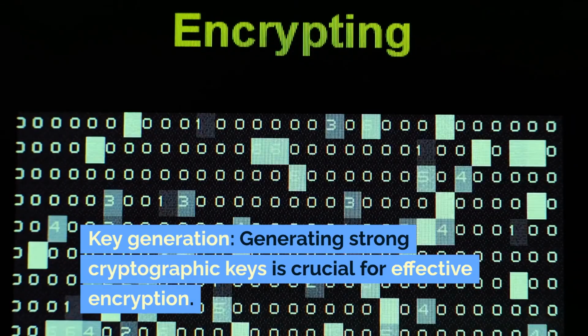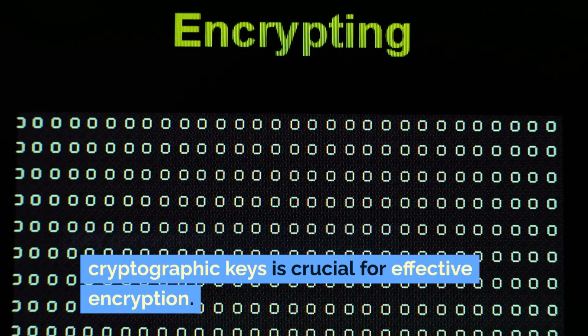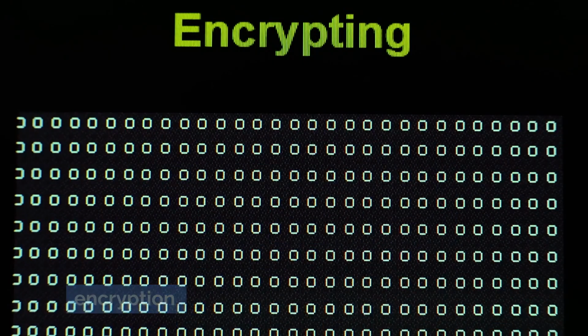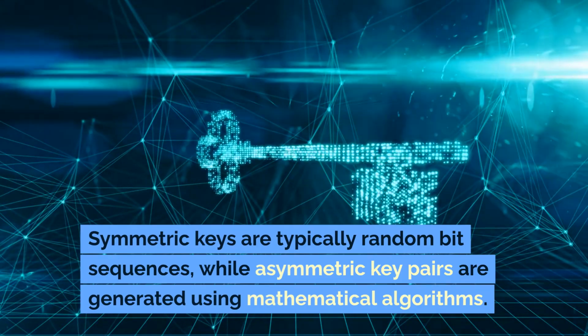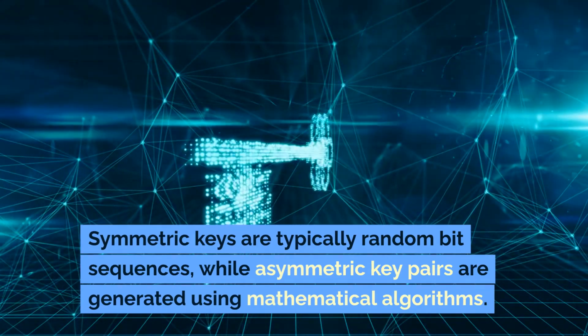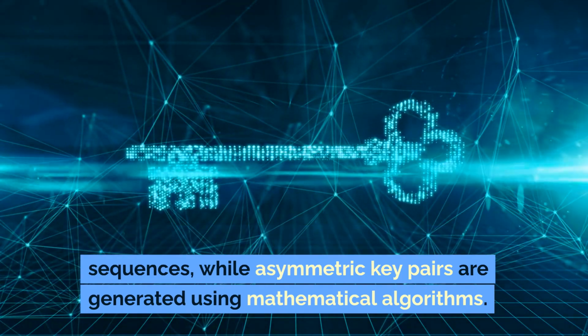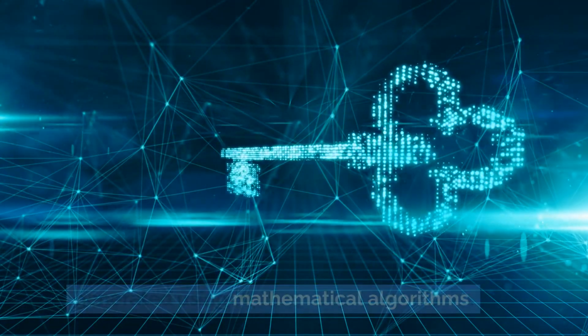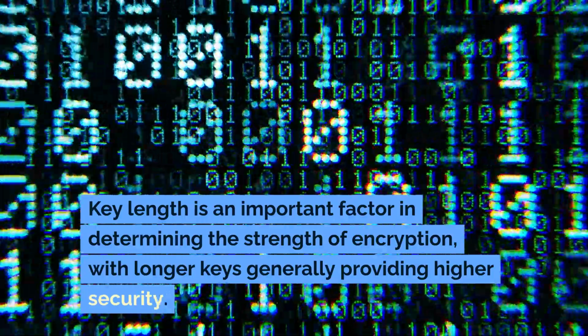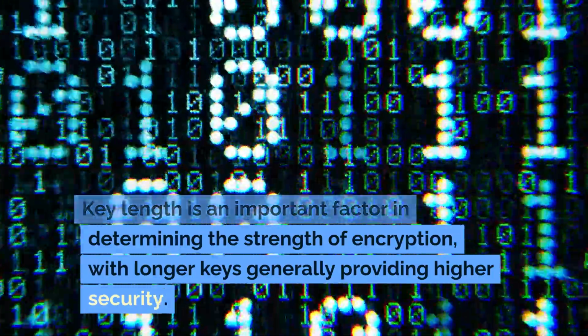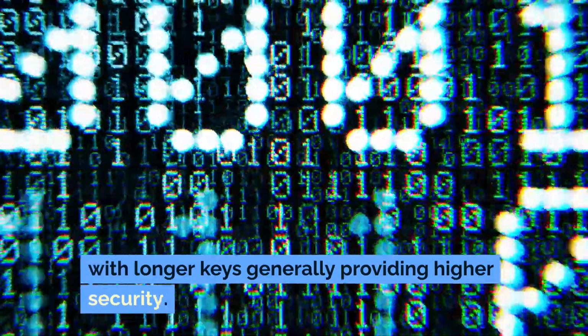Key generation. Generating strong cryptographic keys is crucial for effective encryption. Symmetric keys are typically random bit sequences, while asymmetric key pairs are generated using mathematical algorithms. Key length is an important factor in determining the strength of encryption, with longer keys generally providing higher security.